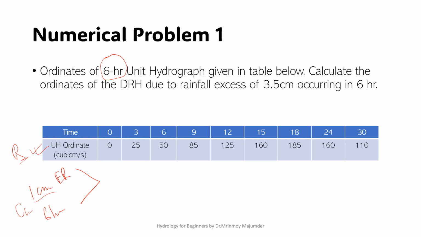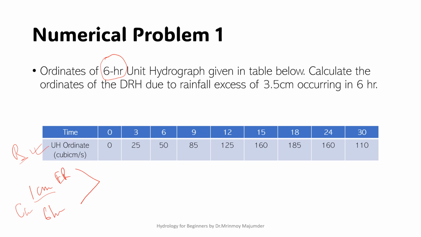So what you have to find? You have to calculate the ordinates of the DRH, direct runoff hydrograph, due to rainfall excess of 3.5 centimeter occurring in 6 hours. Correct? So here you see it is linear response. They are saying 1 centimeter response is given. This unit hydrograph ordinate is for 1 centimeter excess rainfall for 6-hour duration. Now we have to find out 3.5 centimeter excess rainfall for the same duration. What will be the ordinates of runoff?